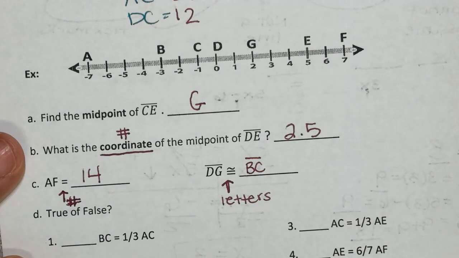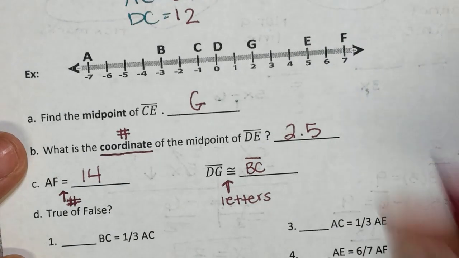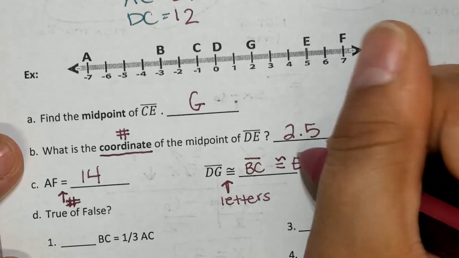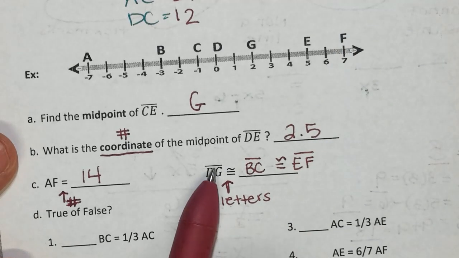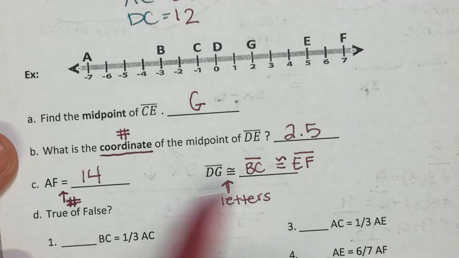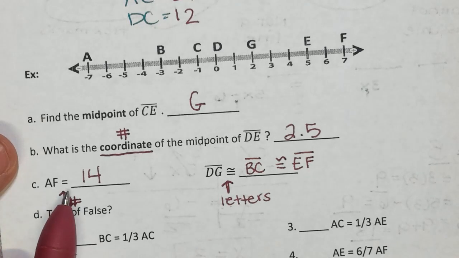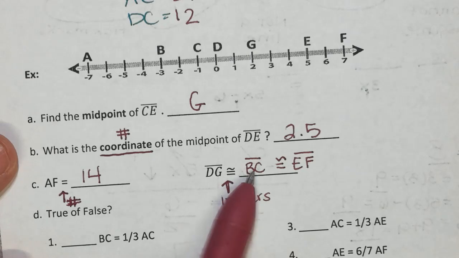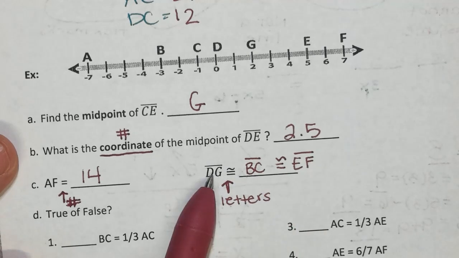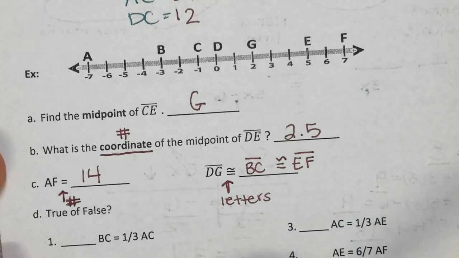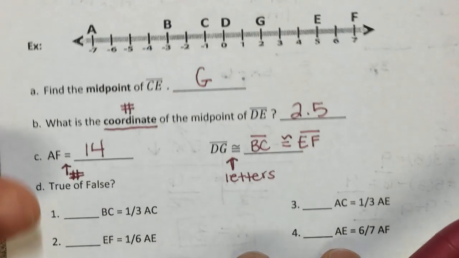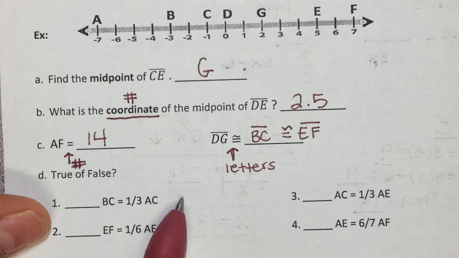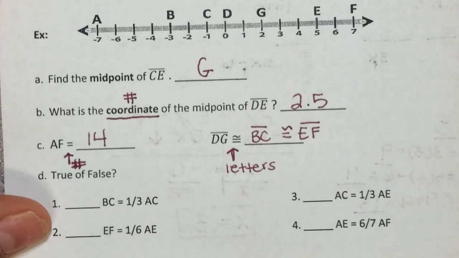Okay. BC is not the only answer. What else is also 2? EF. And do you see how this has a line above it because it's congruent? This does not have a line above it because it's equal. What we talked about earlier. And you could switch around these letters. You could write FE or CB as well. For these bottom ones, I would write the number underneath. And then you're going to tell me if it's true or false.